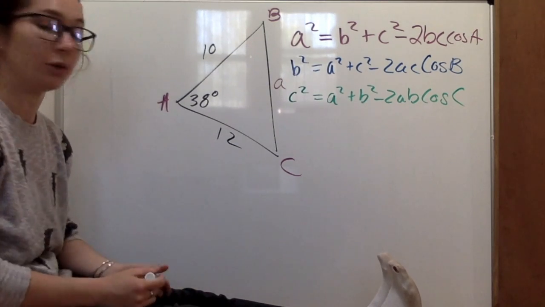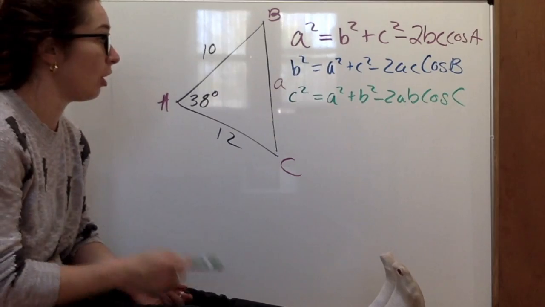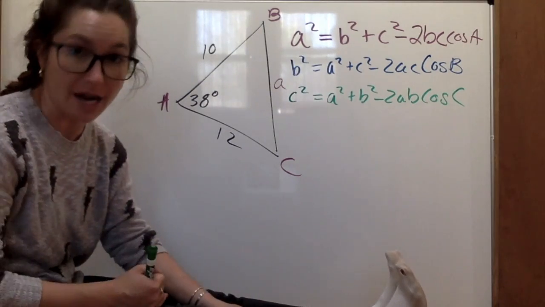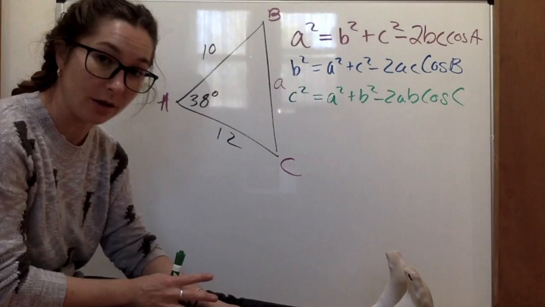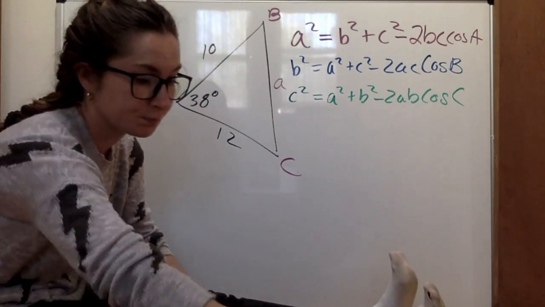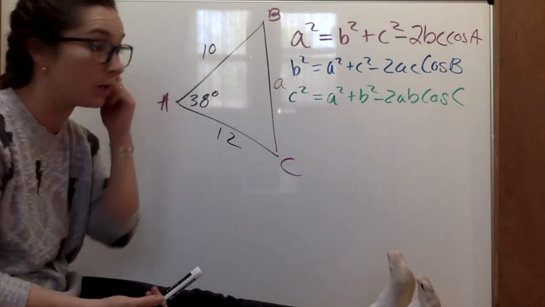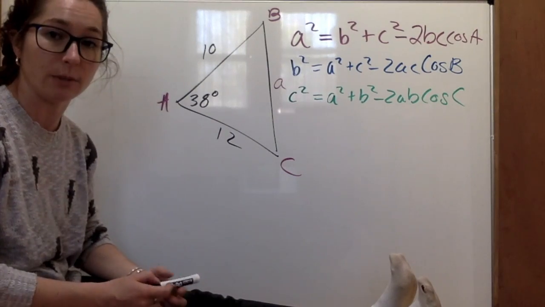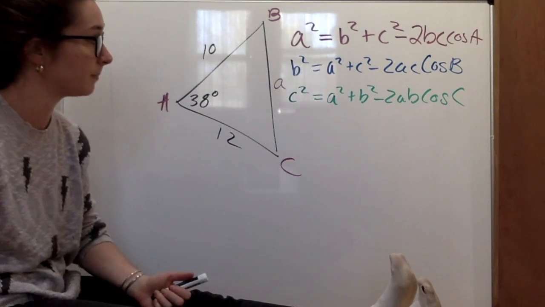You can also use the law of cosines to solve a triangle if you only have the side lengths, if you don't have any of the angles, which is pretty cool. So you can solve for the angle that you would need in order for that triangle to be possible with a given three side lengths.